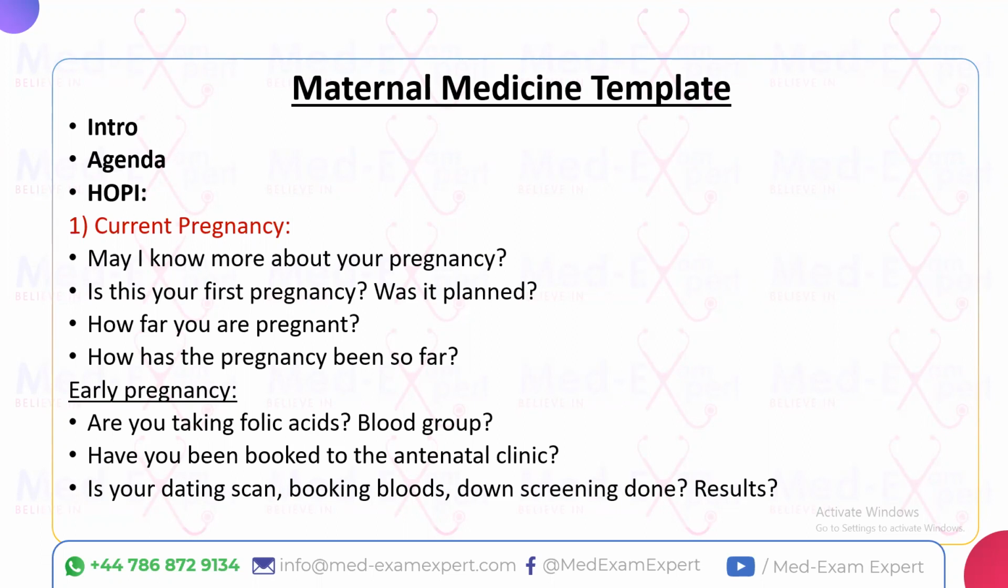The essence of the open question is that you will extract more and more information from the patient in just one question. So you can say, may I know more about your pregnancy? Maybe she will say that this is my first pregnancy, it was a planned pregnancy, I'm 30 weeks into this, and the pregnancy has been fine so far. So the rest of your questions will be saved.